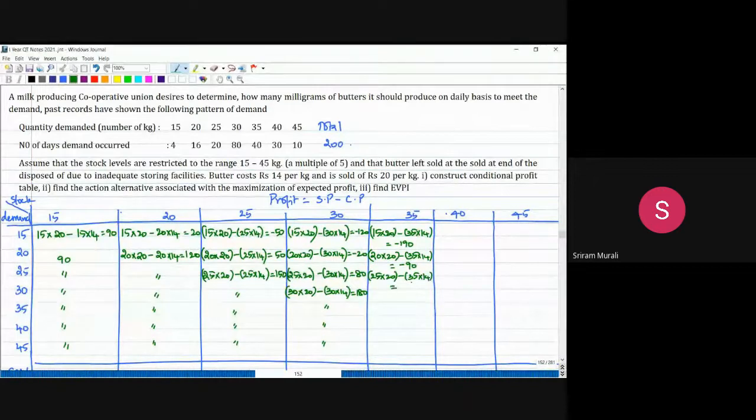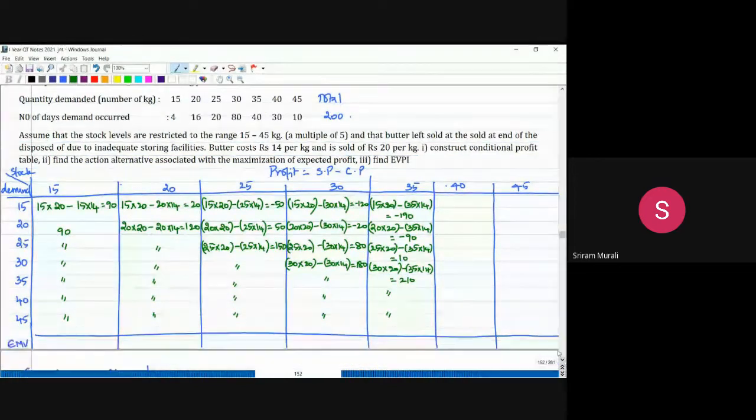35 into 14, this is equal to 10. Whereas it is 30 into 20 minus 35 into 14. This is equal to 210. And your break even has come. So the same 210 will come. You just find the total.